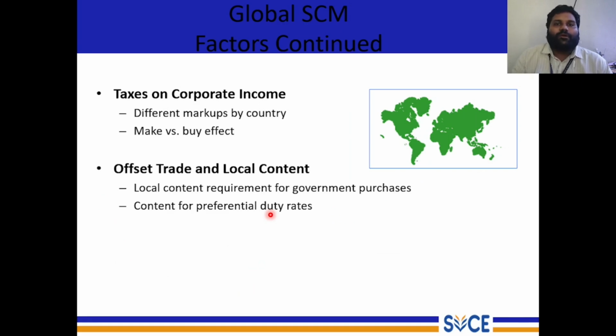Taxes on corporate income, different markups by country, make versus buy effect. So all these taxes will definitely fall upon that. Offset trade and local content. That is, local content requirement for government purchases, content for preferential duty rates. So all these things are factors to be considered.